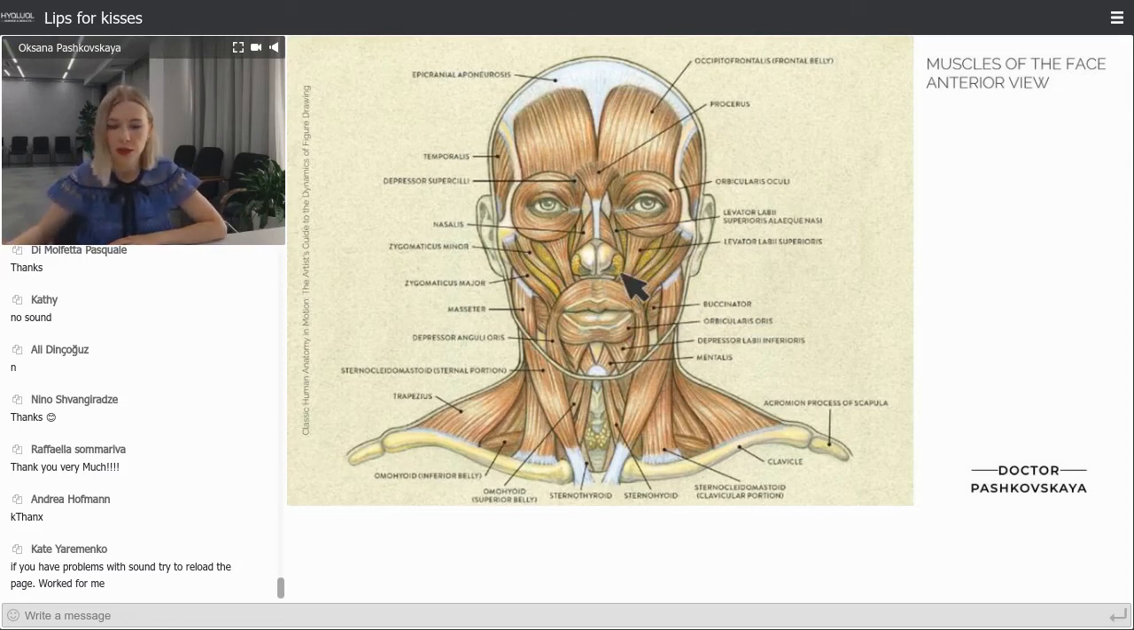Also, colleagues, just draw your attention that orbicularis oris consists of two parts, the labial part and the marginal part. Working with the labial part here in the contour, we could treat the smoker's lines. And working with the marginal part, we could improve the form of lips when we have clamped lips, very thin and clamped lips.